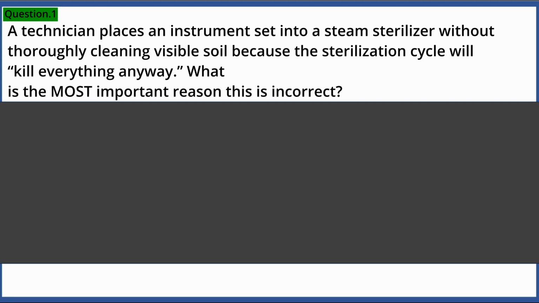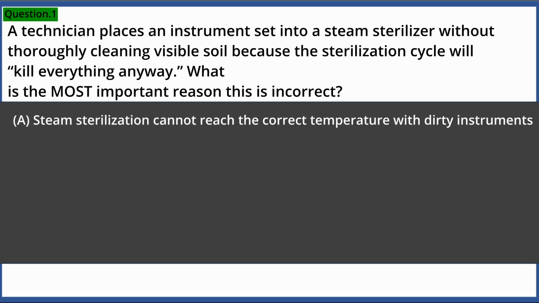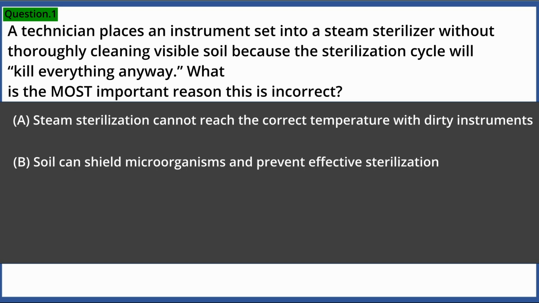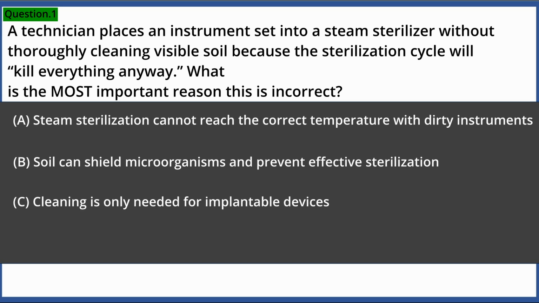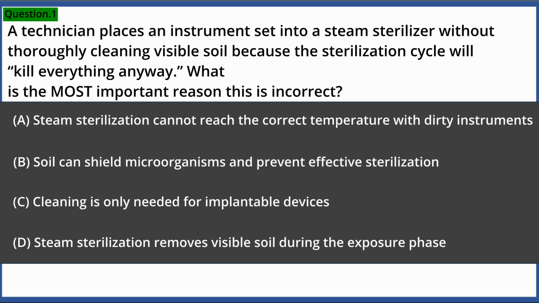A technician places an instrument set into a steam sterilizer without thoroughly cleaning visible soil because the sterilization cycle will kill everything anyway. What is the most important reason this is incorrect? A. Steam sterilization cannot reach the correct temperature with dirty instruments. B. Soil can shield microorganisms and prevent effective sterilization. C. Cleaning is only needed for implantable devices. D. Steam sterilization removes visible soil during the exposure phase. Answer. B. Soil can shield microorganisms and prevent effective sterilization.